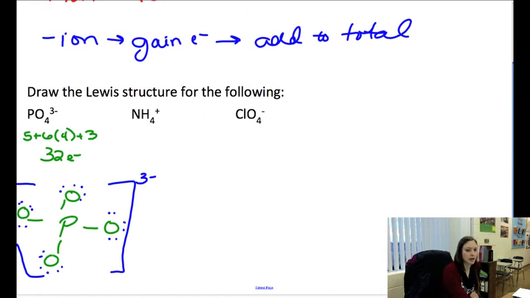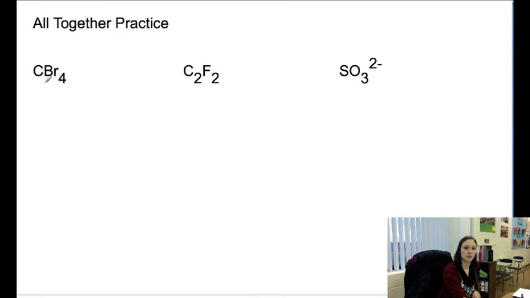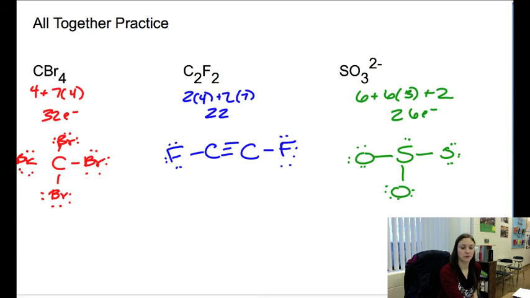So why don't you go ahead and try the last 2. And there's what your last 2 should look like. Okay, so the all together practice is 1 of everything. Why don't you go ahead and try these. Add up the total number, connect everything together, and then see what you've got left. And there's what you should get for the last 3.